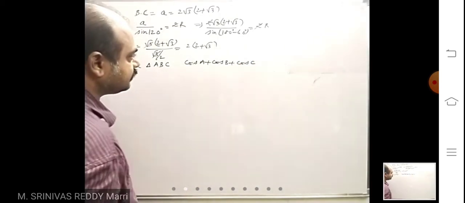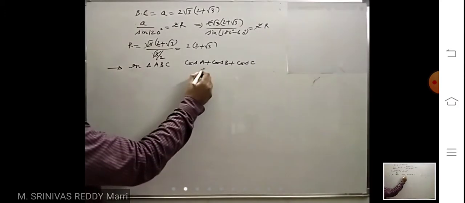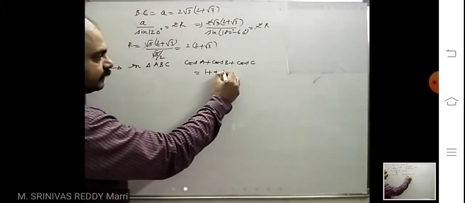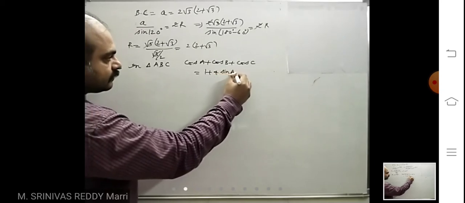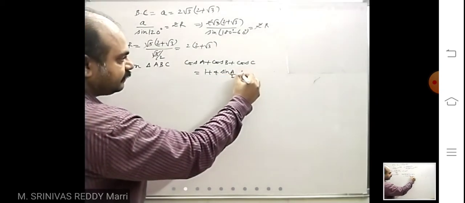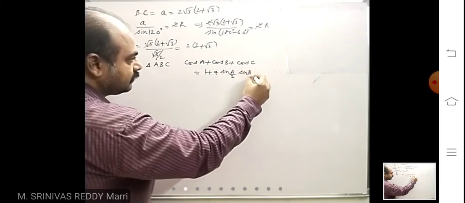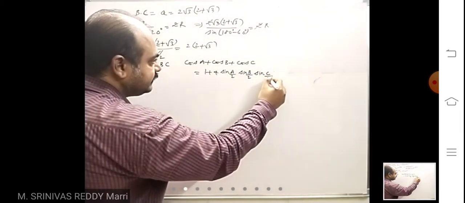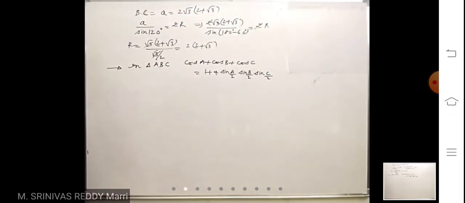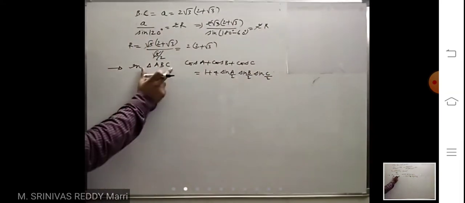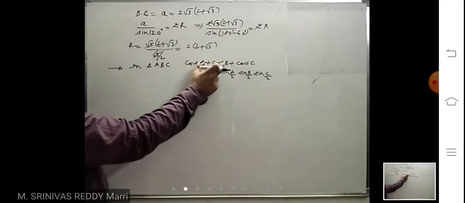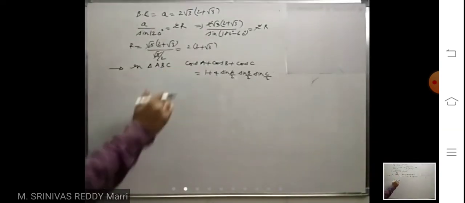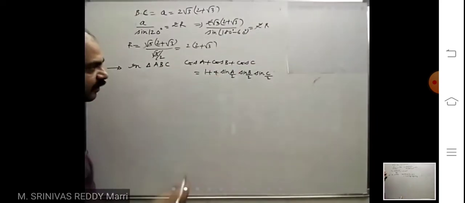Cos A plus cos B plus cos C. This identity is nothing but 1 plus 4 sin A by 2 sin B by 2 sin C by 2. Look at this identity once. In triangle ABC, cos A plus cos B plus cos C is nothing but this identity. I am proving this. We will use this in the problems.